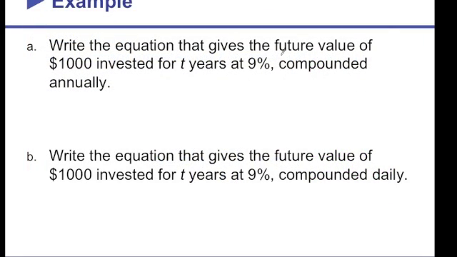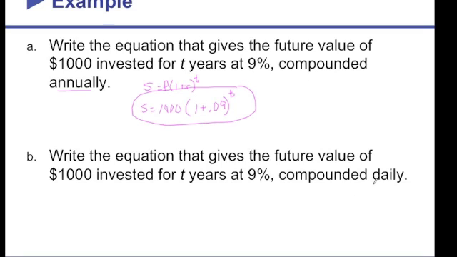We're going to write the equation that gives the future value of $1,000 invested for T years at 9% interest compounded annually. Well, S will equal P times 1 plus R raised to the T power. S will equal 1,000 times 1 plus 0.09 raised to the T power. This would be our equation for compounded annually.